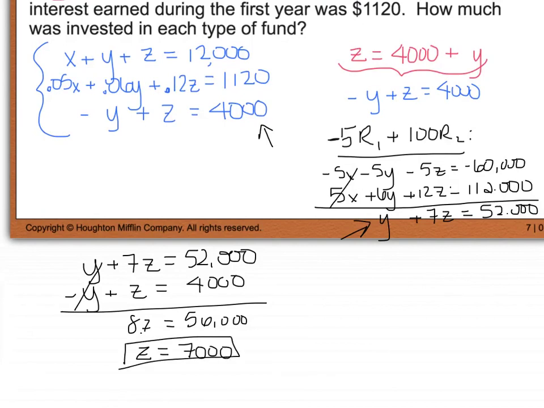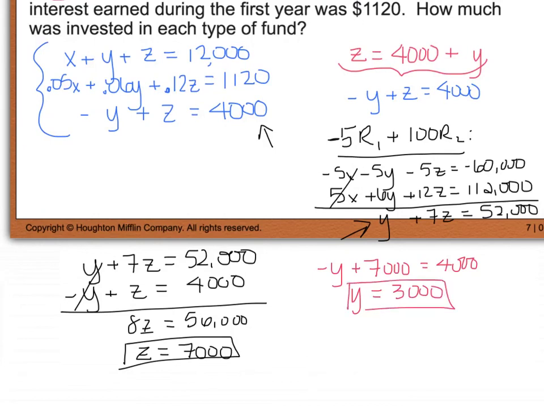Then I'm going to back substitute, and if I plug that into this equation right here, I see that negative y plus $7,000 equals 4,000. This tells me then that y equals 3,000. And if I plug that into the first equation, I have x plus 3,000 plus 7,000 equals 12,000. So now I know that x equals $2,000.